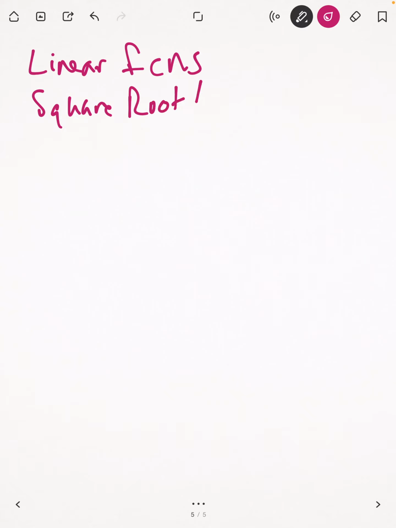What we're going to be doing in this lesson is really just going through and getting all of our functions out there. So we have our linear functions, we have our square root, and our cube root function.